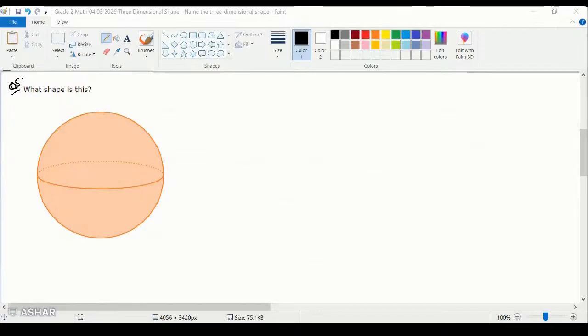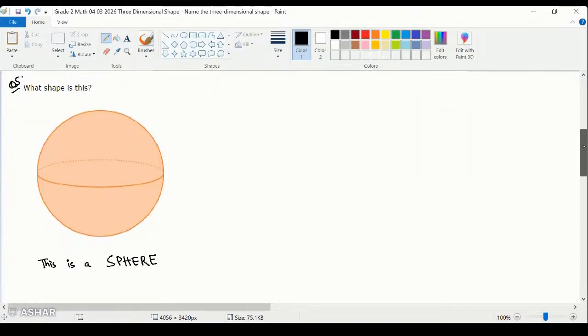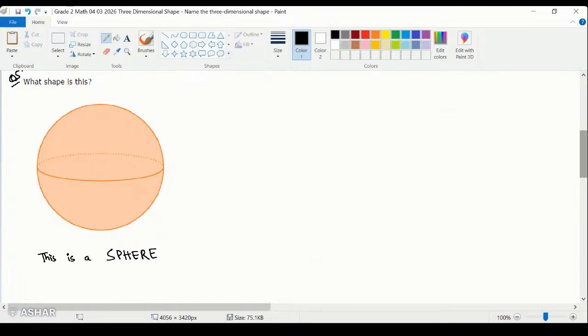Swirly, what should be the answer? Yes, perfect. But H is silent. So we call this a sphere. S, P, H, E, R, E. The P, yes, perfect. Sphere. We'll do it again and again so that we remember. Easy way is SP with a HERE.